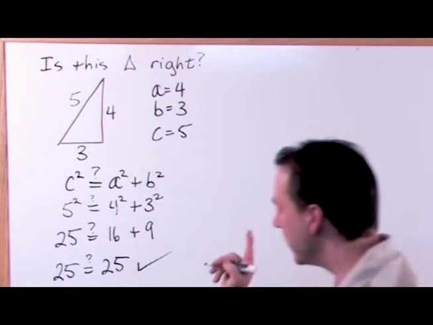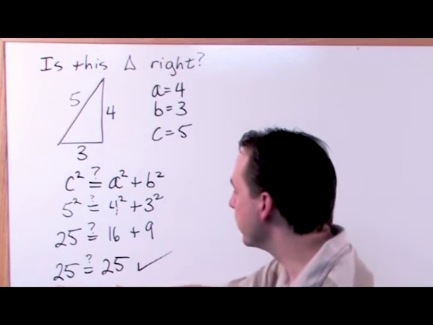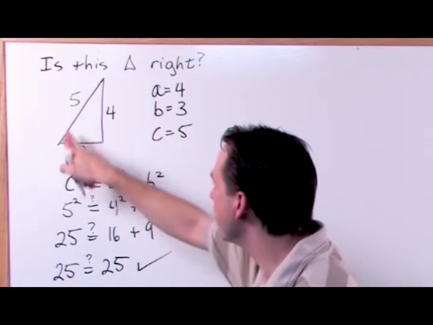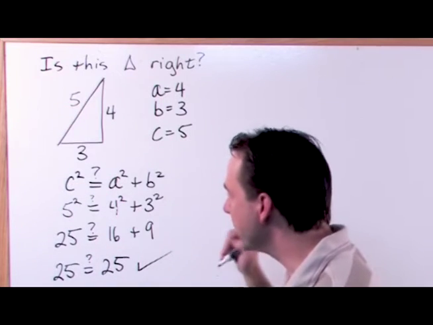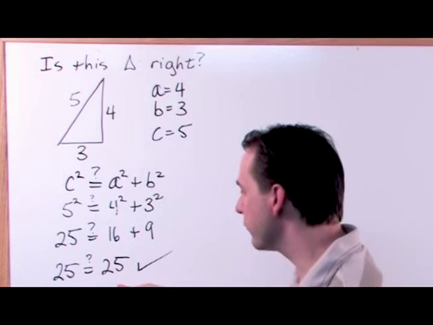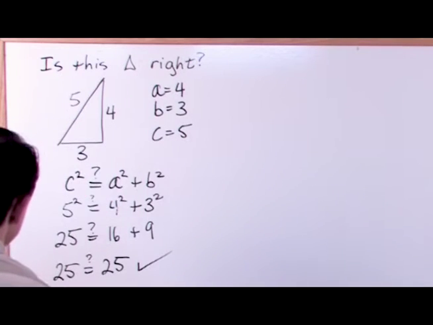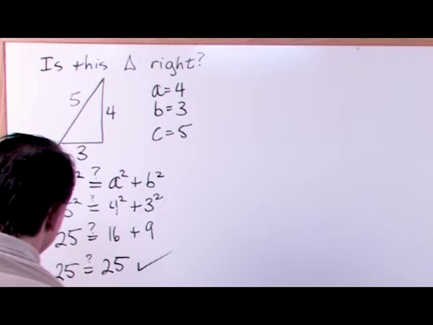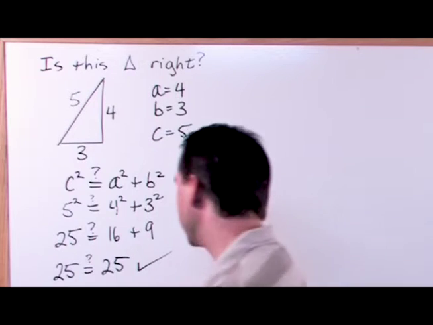So because this equation was satisfied, because c squared was actually equal to a squared plus b squared, and that's what we've proven here, because this is true, then this is a right triangle. Okay? This is a right triangle.